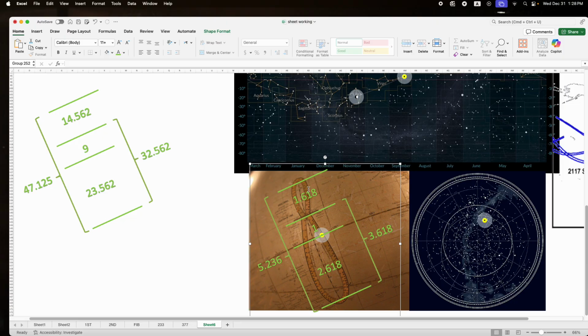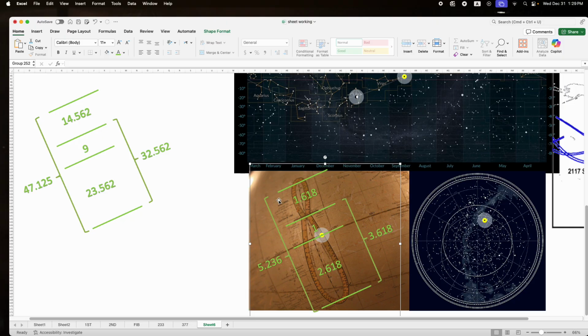Our base relationship. So, we're assigning a value of 1 because we're reducing all these by 9. So a value of 1, and then a value of phi, and then a value of phi squared for half of this thing, and then a value of 3.618. Phi squared plus 1 would be this value.